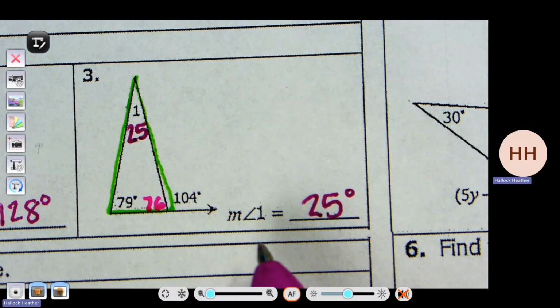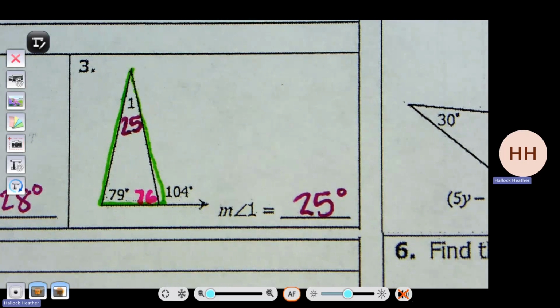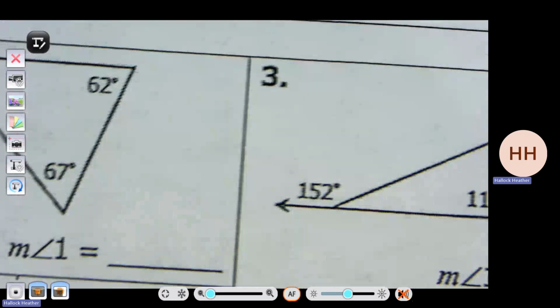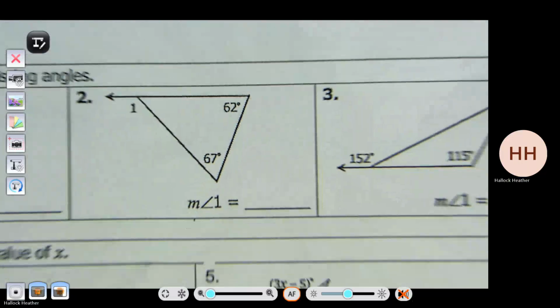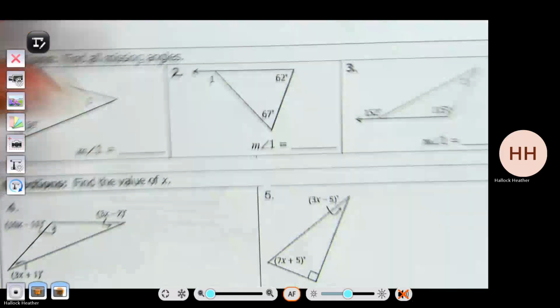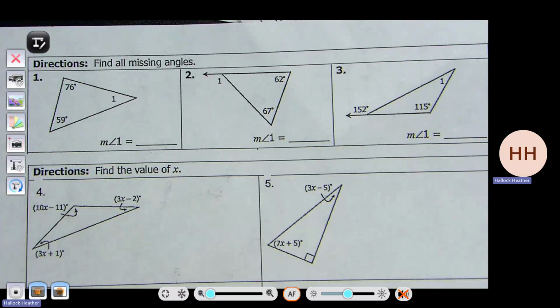Okay, so let's pause really quick because I feel like you guys are confused. Let's go to the back real quick. Why don't you try 1, 2, and 3? Go on back, try 1, 2, 3. I think you guys are too fast. Go on number 2.